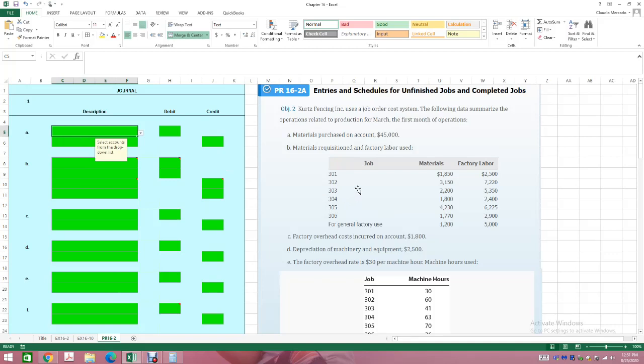Okay. So the first thing that we have is letter A. Letter A says, materials purchased on account, $45,000. Well, what did you buy? Well, I purchased materials, okay?